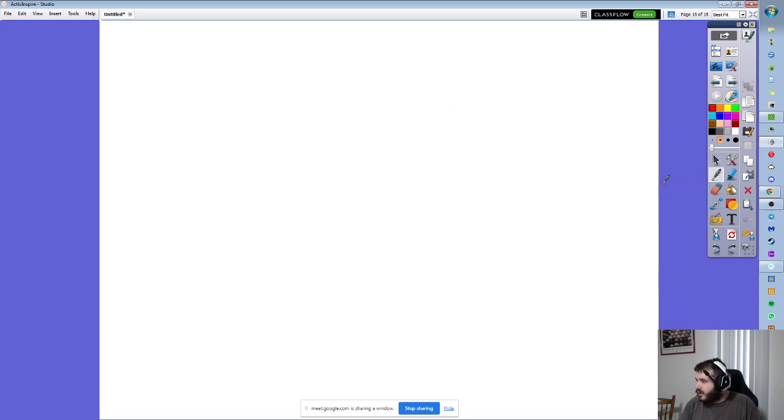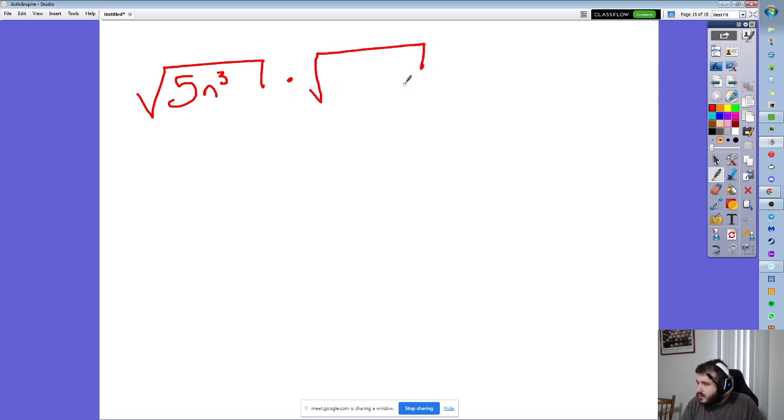We're starting out with the square root of 5n cubed times the square root of 25n. Alright, before I forget, the first thing that is super duper important when you're doing these is to remember that they have to be the same type of radical in order to work together.